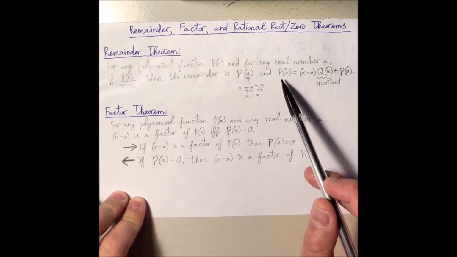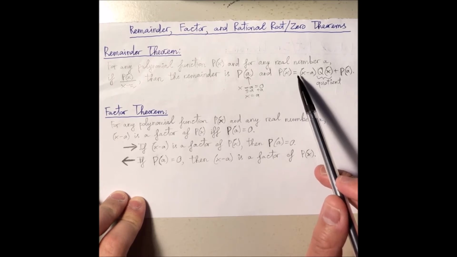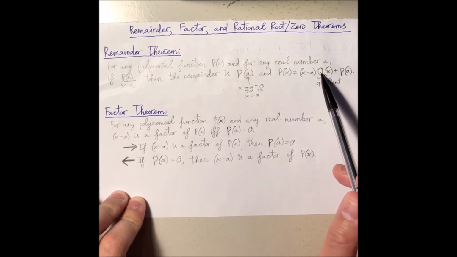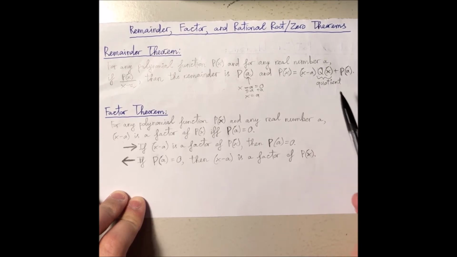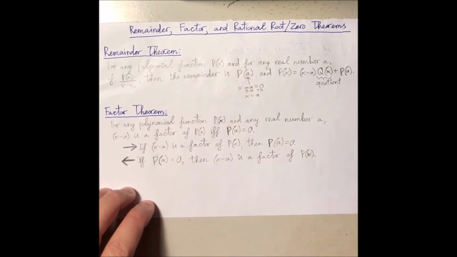And your polynomial function capital P of x can be written in the form of x minus a multiplied by capital Q of x, plus capital P of a, where capital Q of x is the quotient of this division.